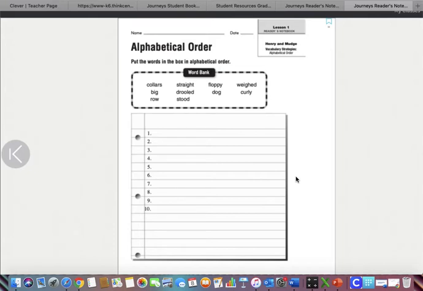Any words that start with L? No. Any words that start with M? No. Any words that start with N? No. Any words that start with O? No. What about P? What about Q? What about R? Oh my goodness, we finally reached a letter.